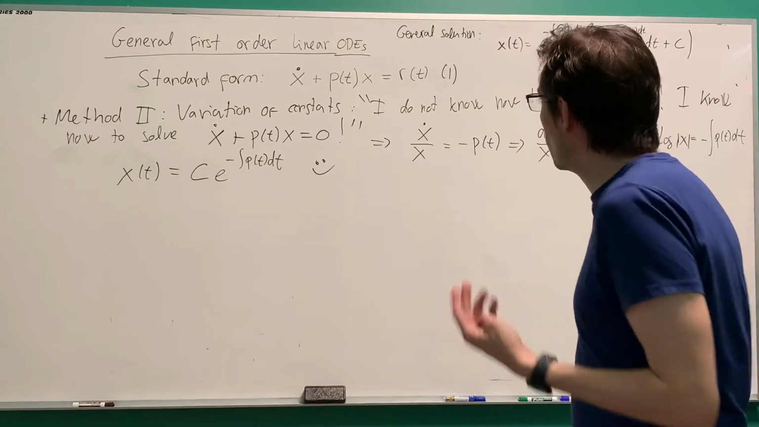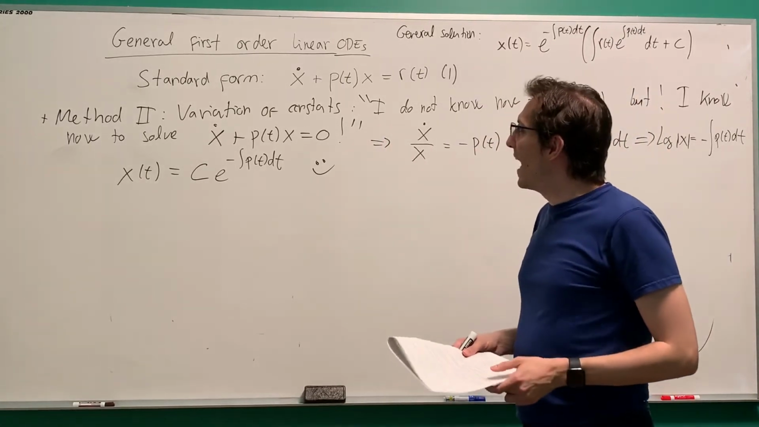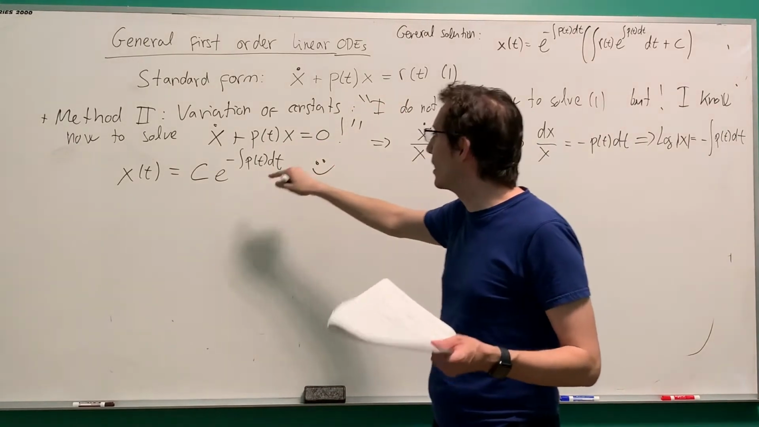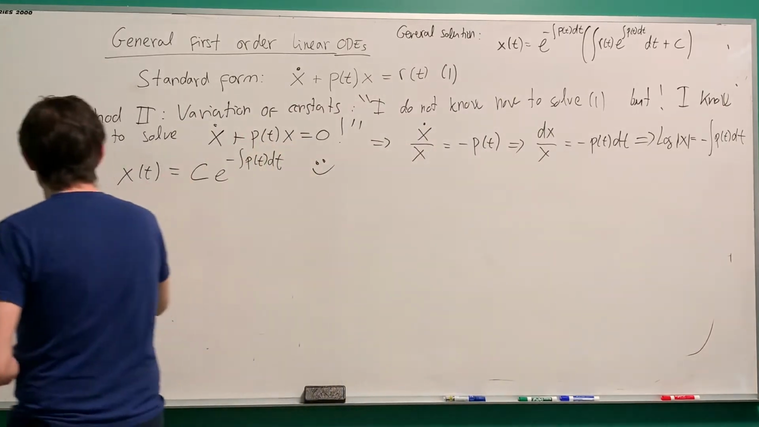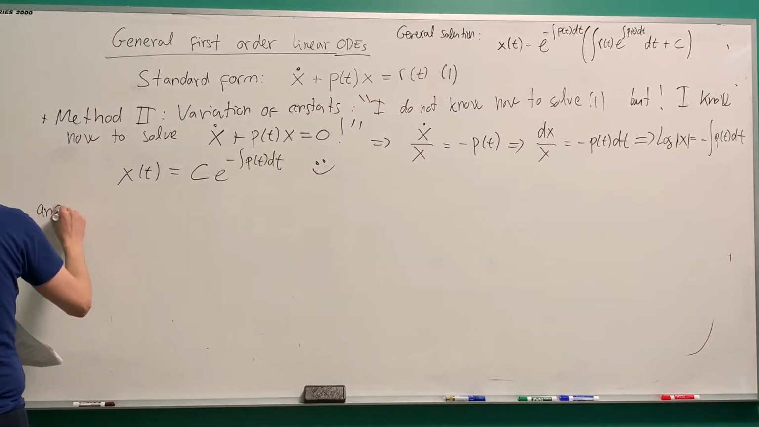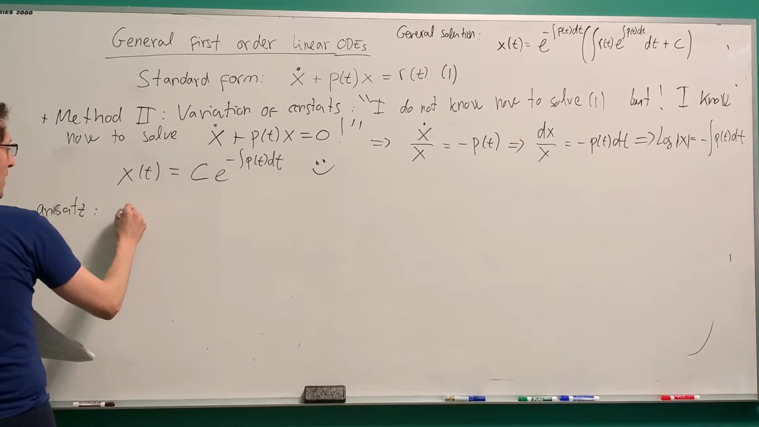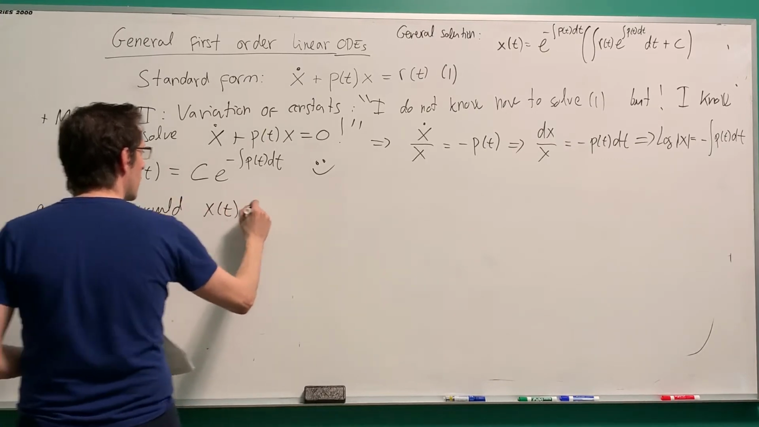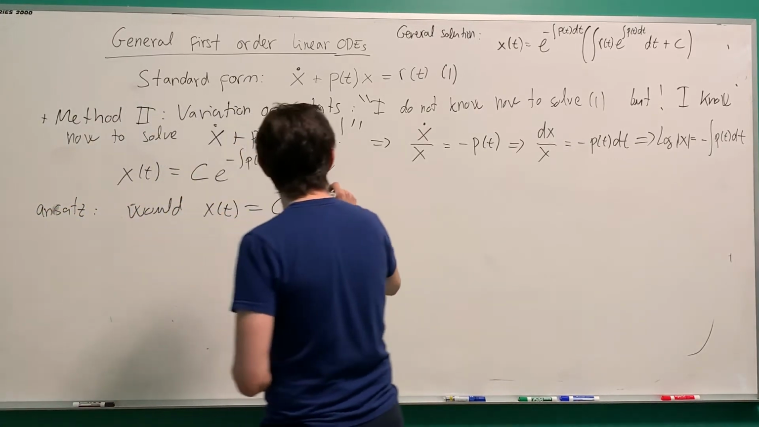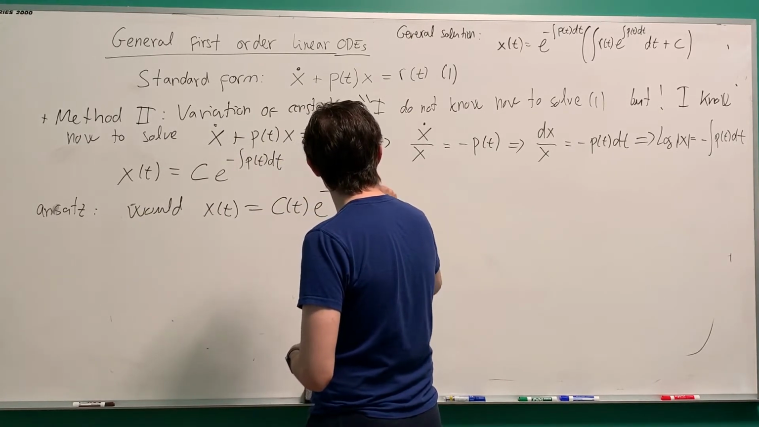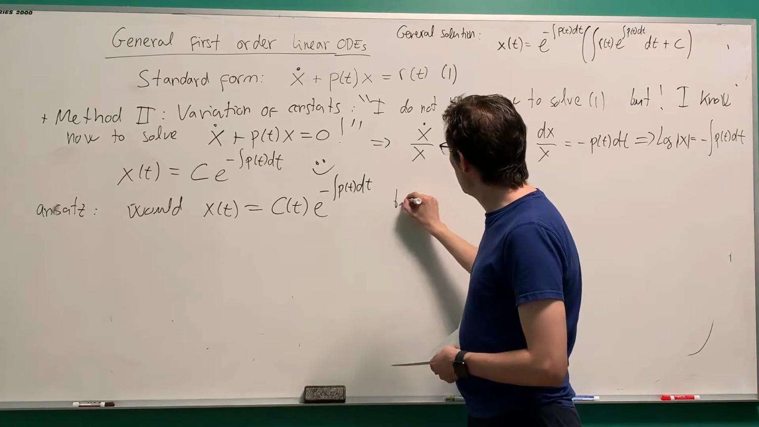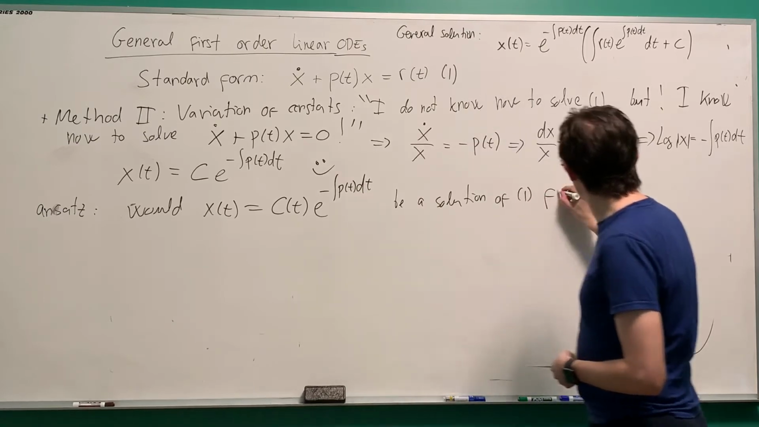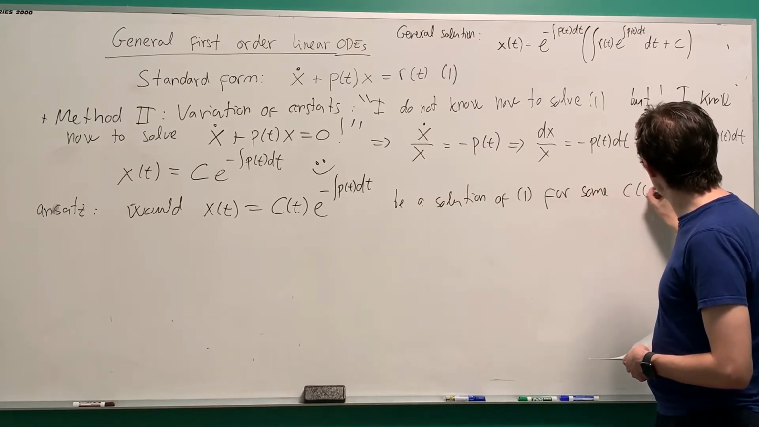So here's an ansatz. They're similar, so maybe I can base the solution of this one on the solution of this one. So let me try to generalize this a bit. Question, ansatz: would x of t equals c of t e to the minus integral of p of t dt be a solution of 1 for some c of t?